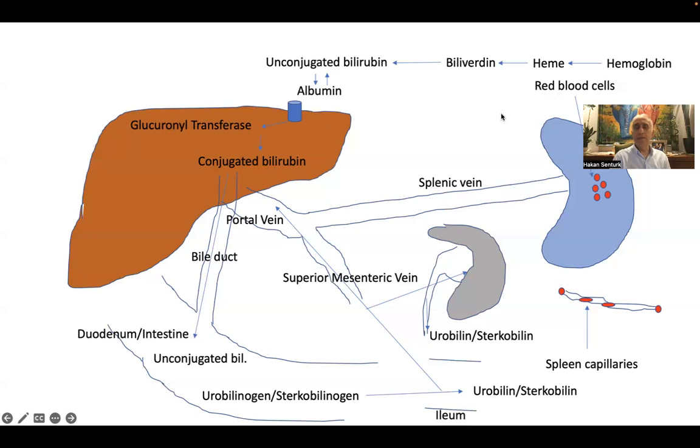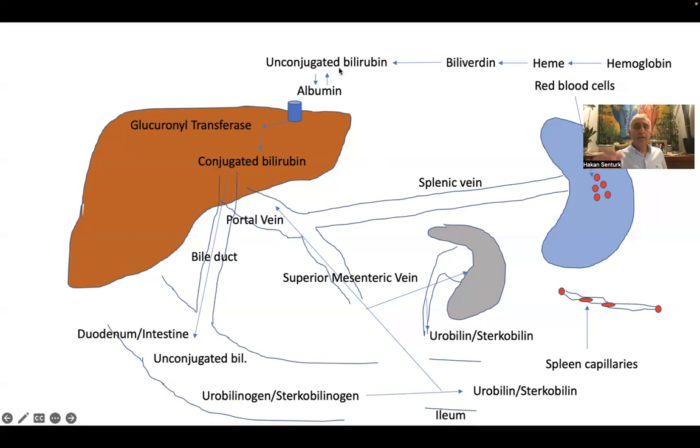In all these conditions, which will be told to you in hematology lectures, there results excessive biliverdin and unconjugated bilirubin in the circulation. This excessive unconjugated bilirubin in circulation will give rise to a yellowish discoloration of the skin and sclera. But because unconjugated bilirubin is not water soluble, it will not appear in urine.